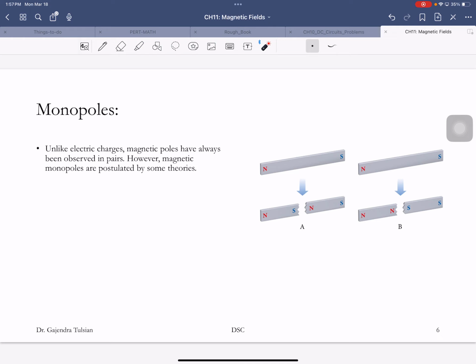Until you're down to one magnetic atom. Until you're down to an atom. Okay? And that is magnetic. All right? So you never destroy magnetism.